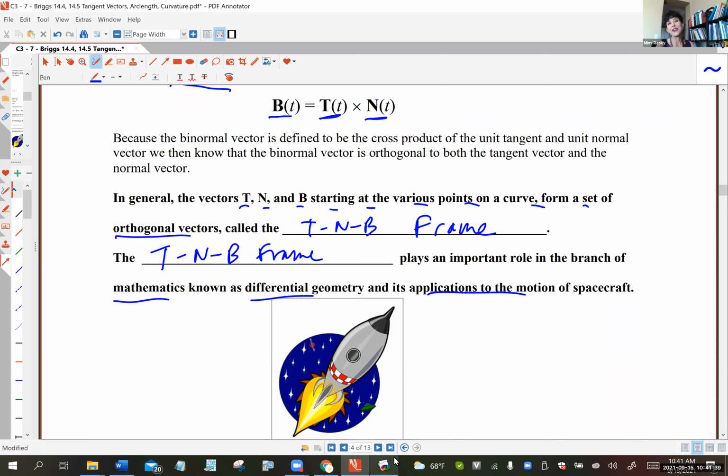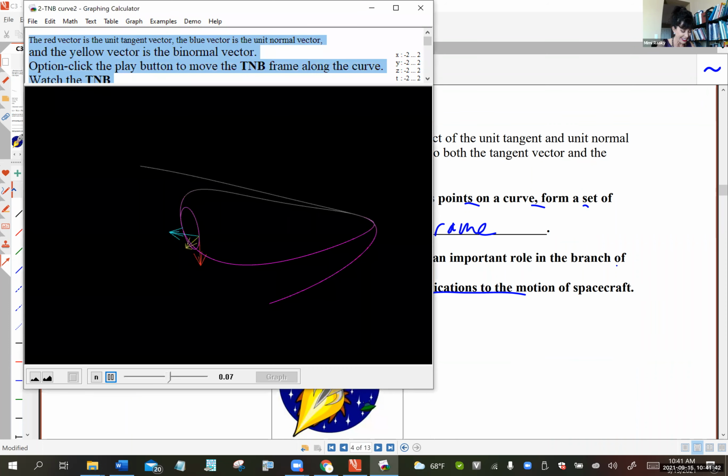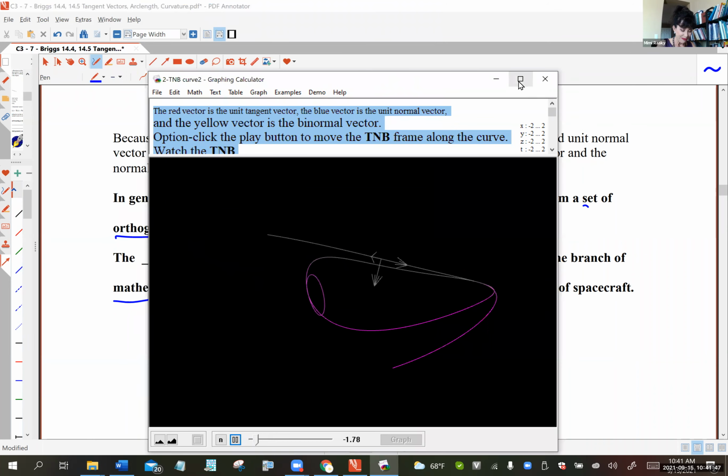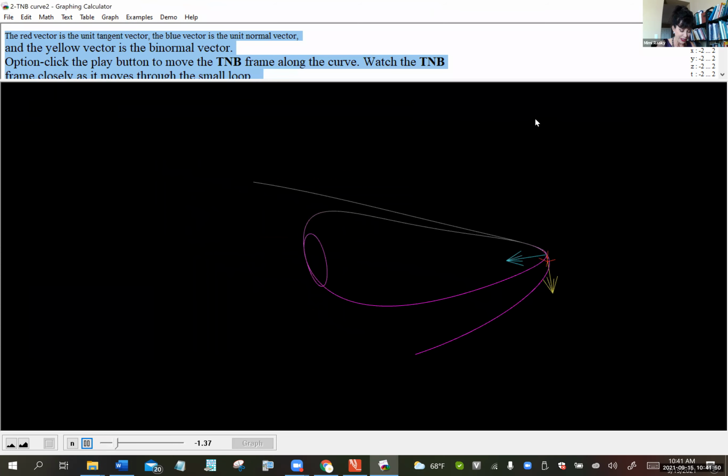And I got another cool animation for you. Check this out. I want you to see the TNB frame here. You see those three vectors that are always orthogonal to each other? One of them is always tangent to the curve, one of them is the unit normal vector, and the other one's B. Isn't that cool? You all see the TNB frame as it moves around that curve, and they always maintain the relationship of being orthogonal to each other.